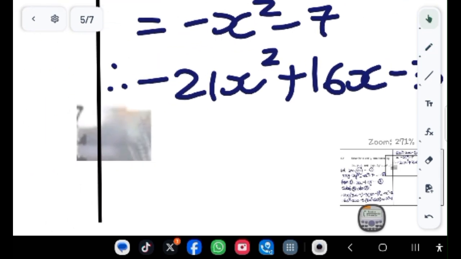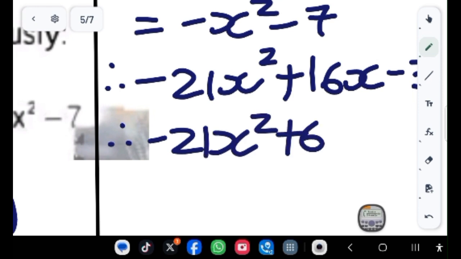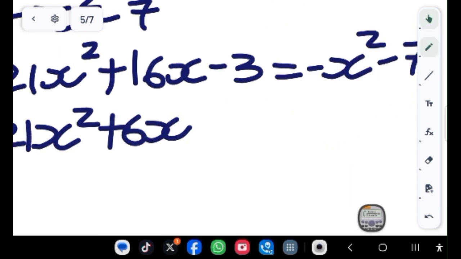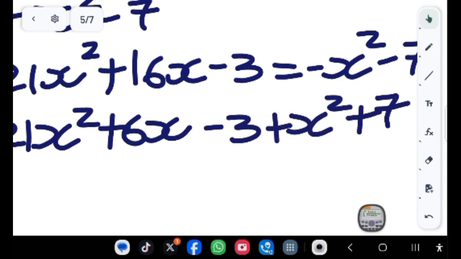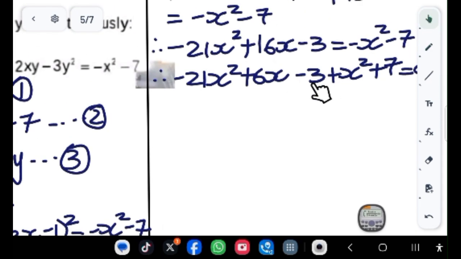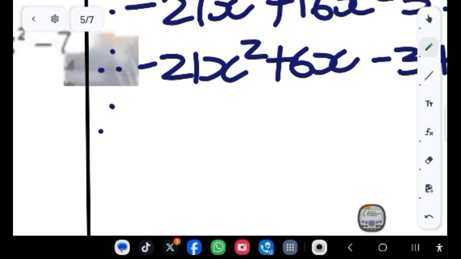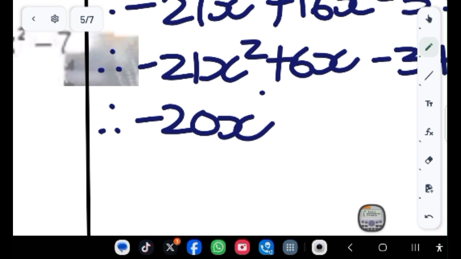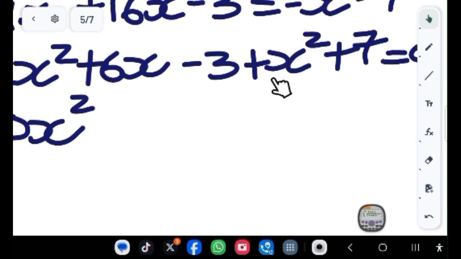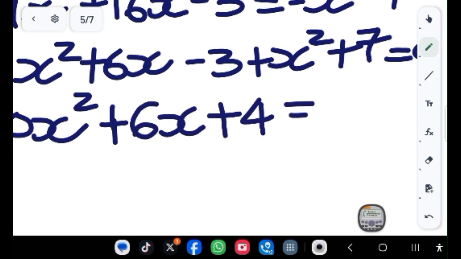Take everything to the left hand side. That is negative 21x squared plus 16x minus 3 plus x squared plus 7, equal to 0. Now let's add, to make sure that we don't make silly mistakes. Negative 21x squared plus x squared is negative 20x squared, plus 16x. 7 minus 3 is 4.